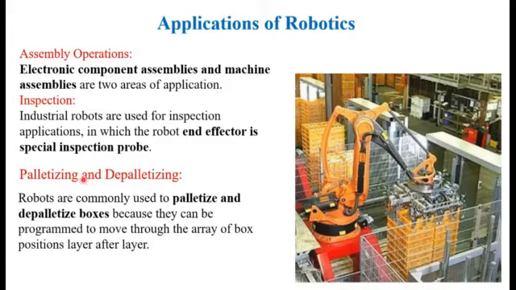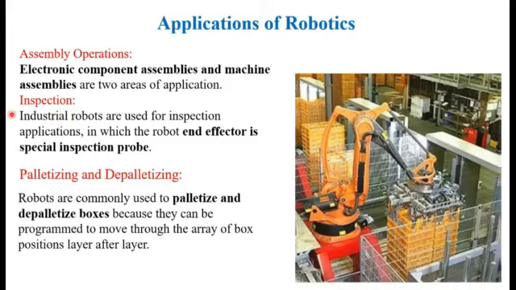In case of assembly operations, electronic component assemblies and machine assemblies are the two areas of application, where these robots are used. We can also see in the automobile sector these robots are used in assembly operations.